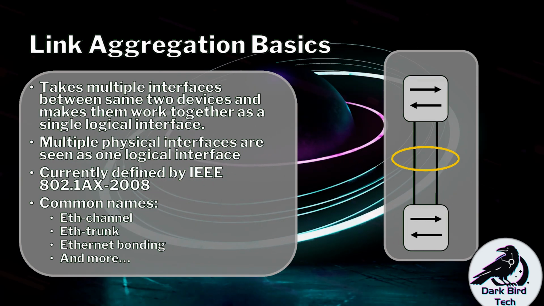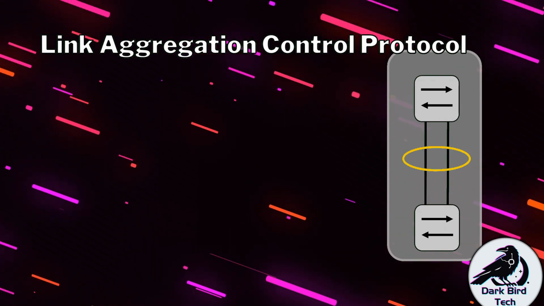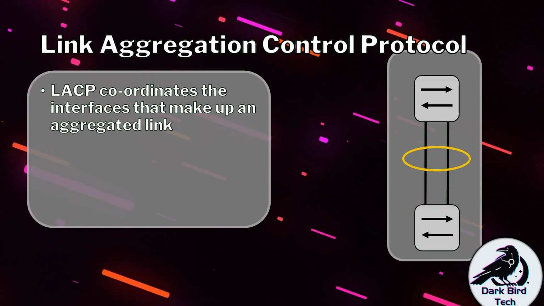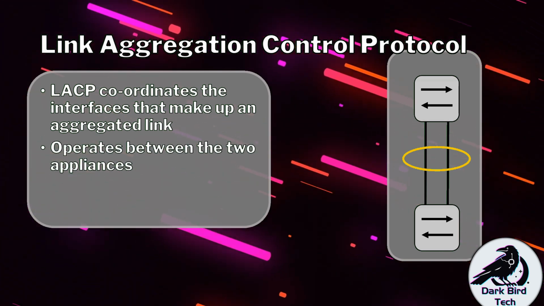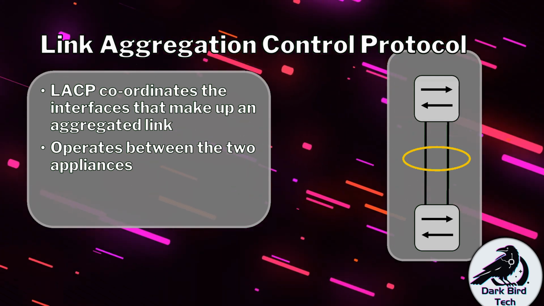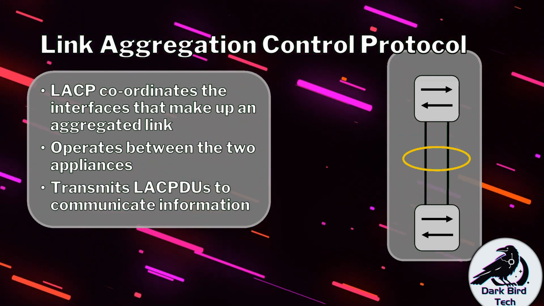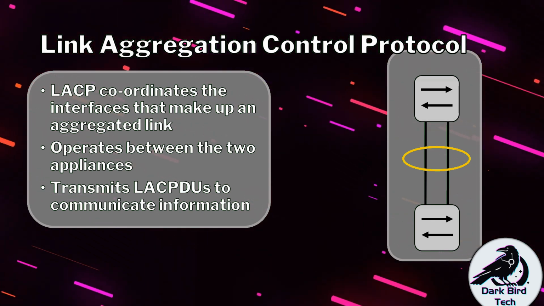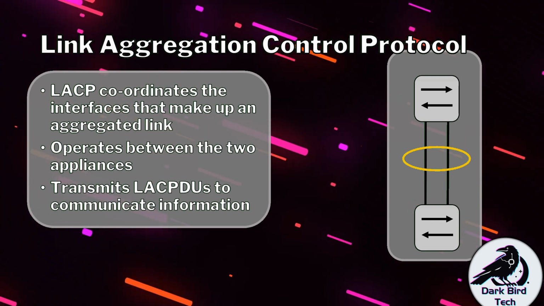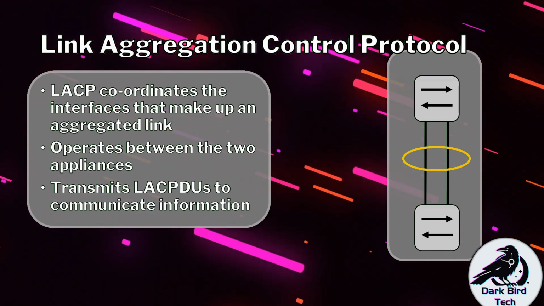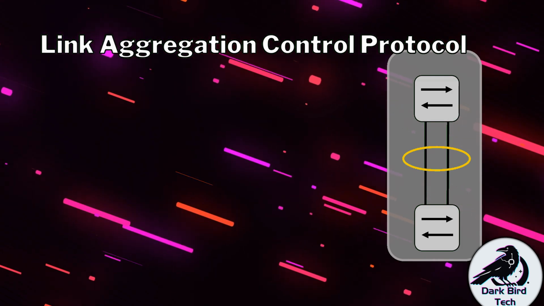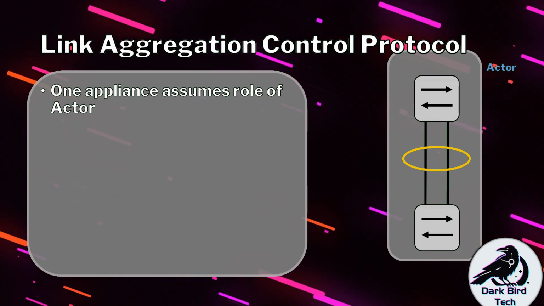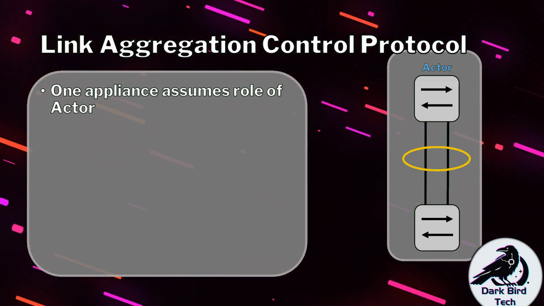Now, link aggregation has a protocol called LACP that's there to coordinate the interfaces working together. LACP will be operating between the 2 appliances, and it's going to use LACP DUs, Link Aggregation Control Protocol Data Units, to communicate information between these 2 devices so that the aggregated links can work together correctly and consistently. Now, one appliance will assume a role called the actor. Let's say it's the one at the top. That's going to be the actor.